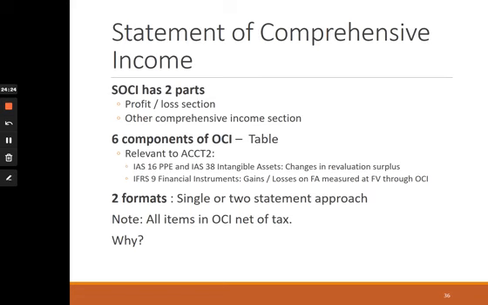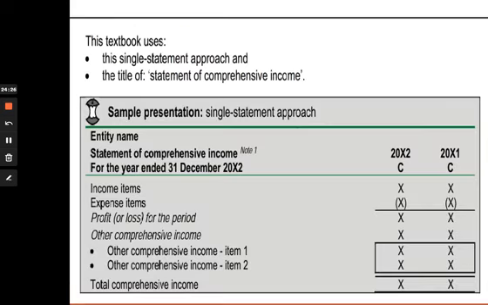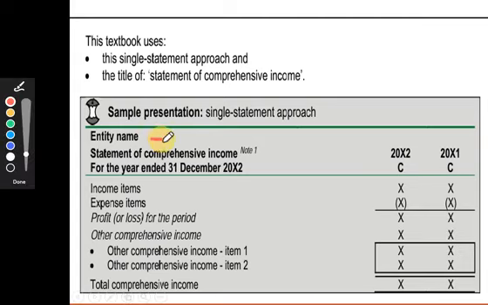Okay, so let's have a look at what they would look like. In your single statement approach, once again, I draw your attention to the entity name, the heading, and then your full date. And I want you to take note, this is for the year ended, so it's for a period of time. Income items less expense items gives us our profit or loss for the period.